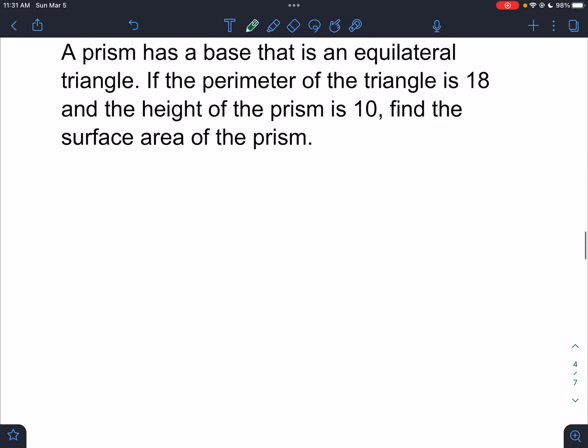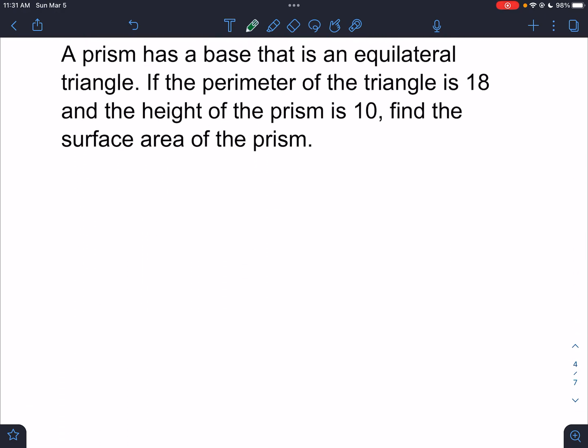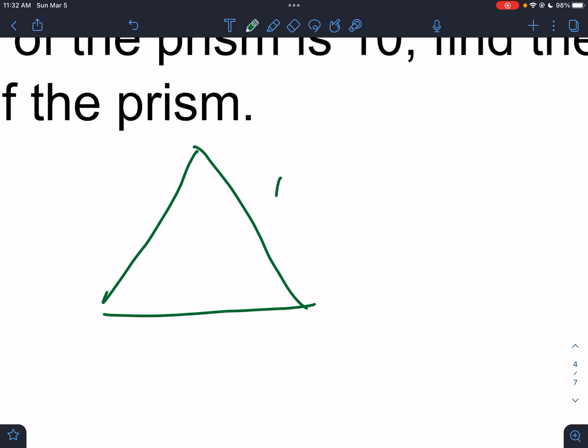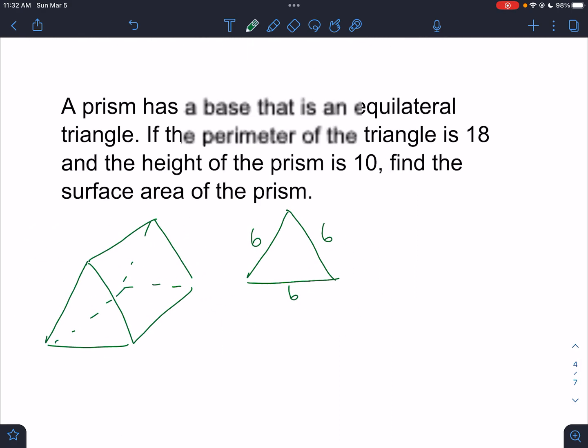All right, so let's do a problem here. It says a prism has a base that is an equilateral triangle. These are tough for me to draw. I'm not good at drawing them, but I'll do my best. So we have a prism that is an equilateral triangle on the base. If the perimeter of the triangle is 18, so really often what I'm going to do is draw the base separately. If the perimeter is 18, that means each side is 6.